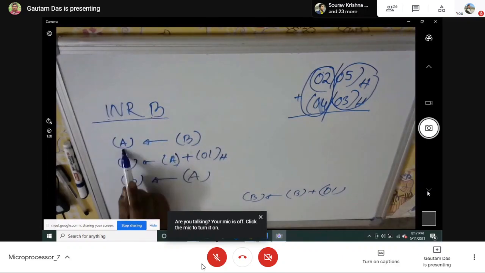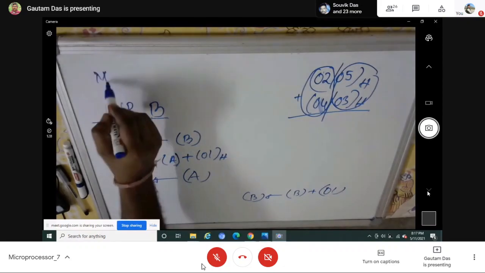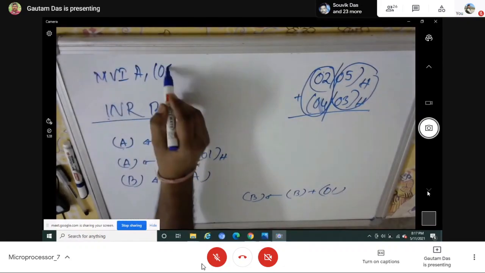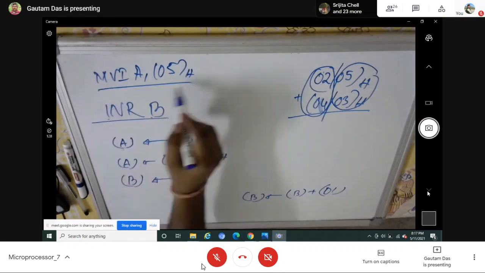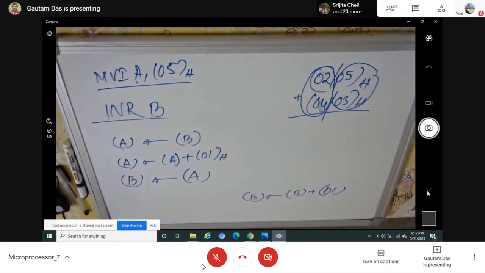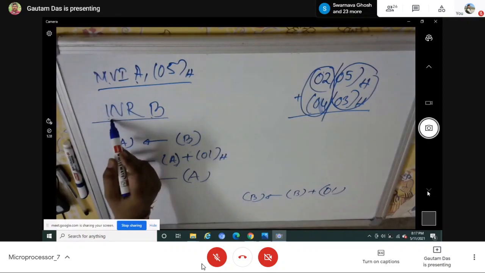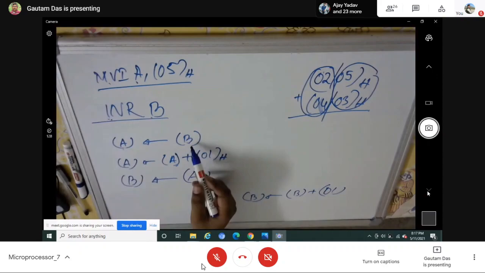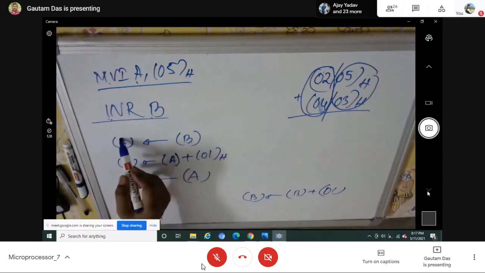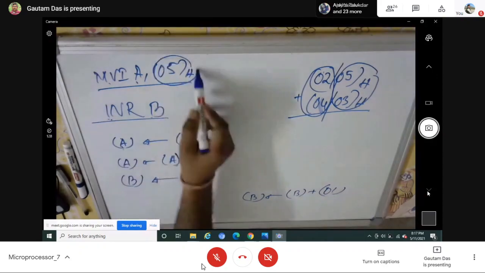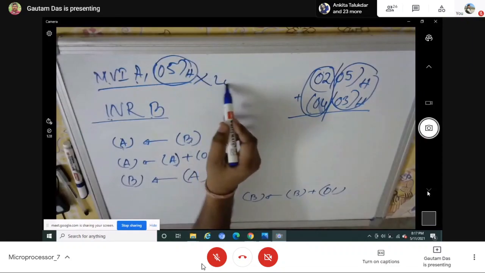Internally, content of B will first be moved into A. Initially, somebody has stored some data at A using this instruction. It may be that there is some data at A. So whenever I am executing INR B, suppose, I told you internally the content of B will be moved into A. So if this happens, what is the fate of this 05? That will be lost.